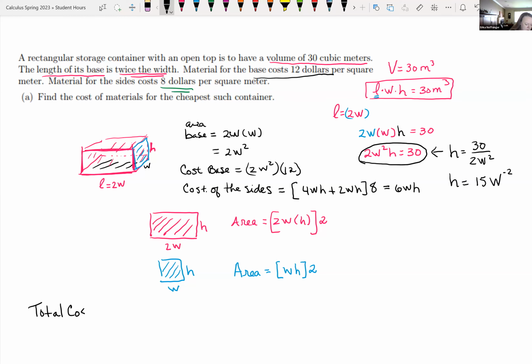So let's look at our total cost function. So our total cost was the cost of our base. Remember, the cost of our base we found was right here. And I'm just going to rewrite that as 2 times 12. So this is 24W squared plus the cost of our sides. And our cost of our sides here was 6WH. Now you have to distribute the 8 for the cost of the sides.